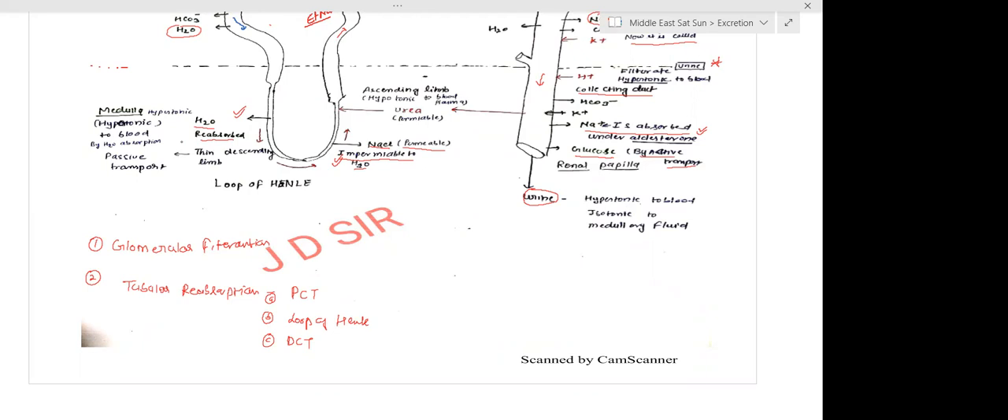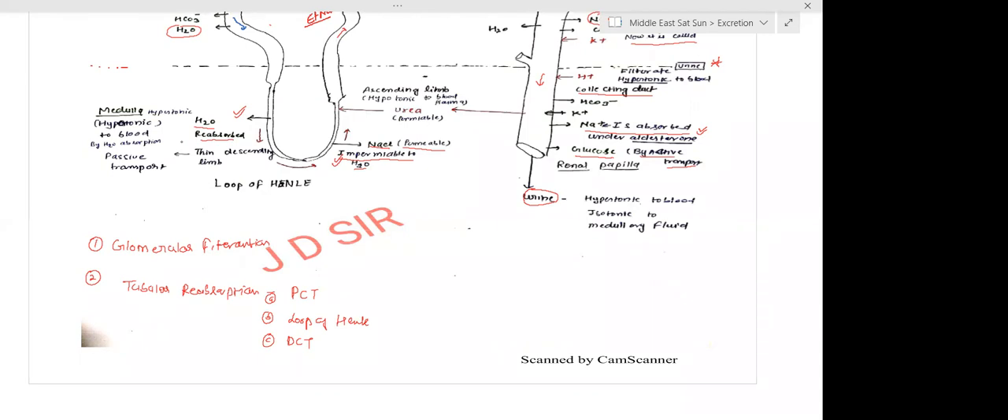Next point. The ascending loop is impermeable to water, but permeable to potassium, chloride, and sodium, and partially permeable to urea. It is also permeable to NaCl.